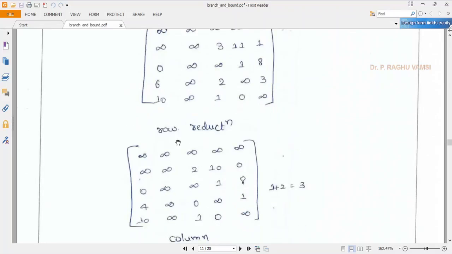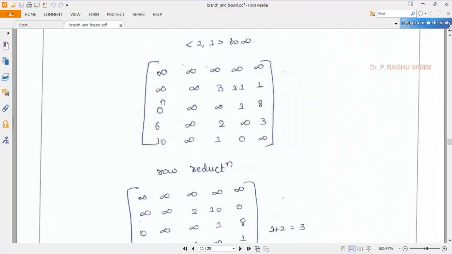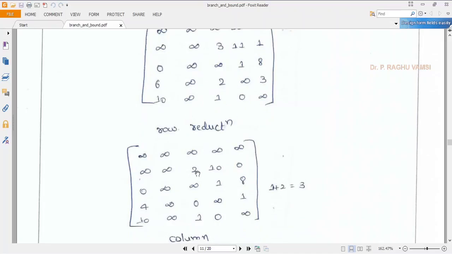Then reduce the row. In the first row, all are infinity, so no need to do any operation. In the second row, 1 is the minimum cost that we have found. So take this minimum cost and reduce it from the remaining other costs. So it will be 2, 10 and 0. Like that, in the third row, 0 is the minimum cost, reduce it from the remaining elements. And in the fourth row, 2 is the minimum cost, reduce it from other elements. So 1 is the minimum cost that we have reduced and 2 is the minimum cost that we have reduced. So 1 plus 2 is equal to 3.